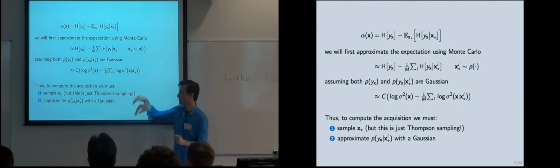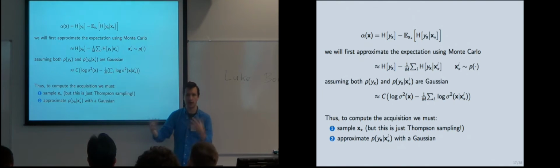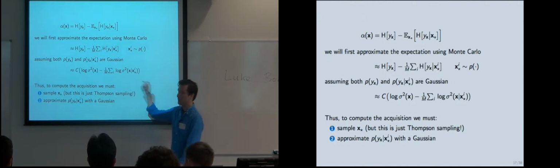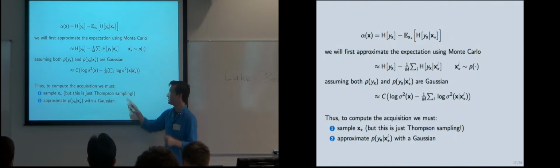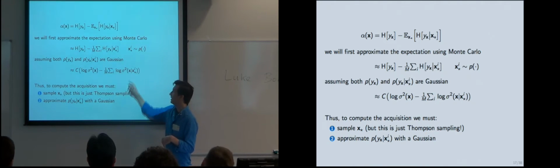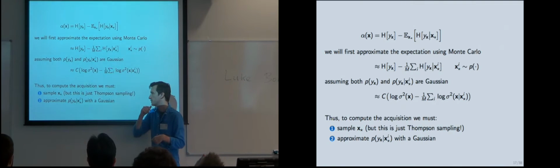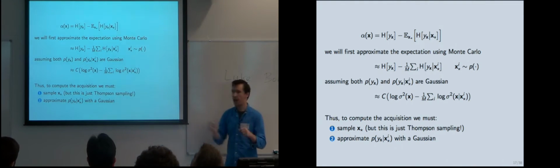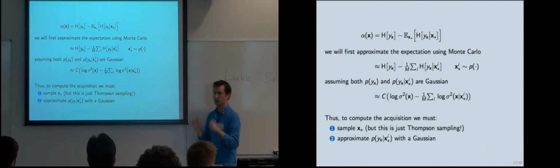So the two steps are: sample x star. Now you see the reason why I talked about Thompson sampling earlier, because this is just Thompson sampling. All I have to do is sample locations x star using the Thompson sampling scheme introduced earlier, and then plug them into this Monte Carlo approximation. Then, given those x stars, I have to approximate this distribution with a Gaussian.